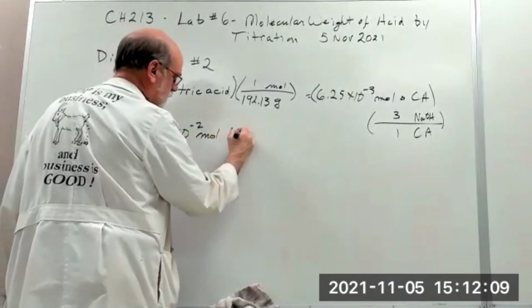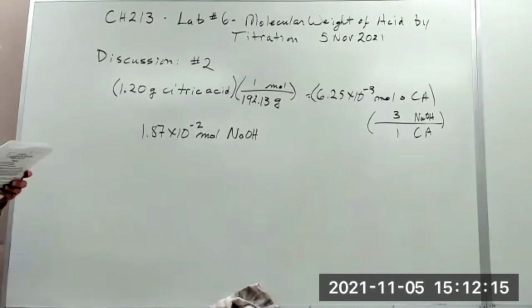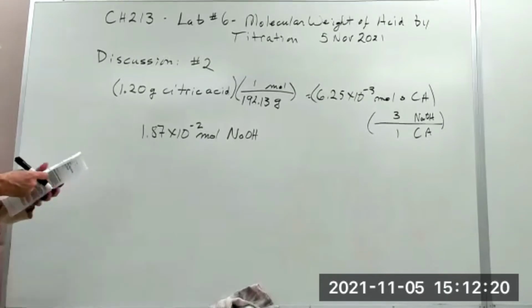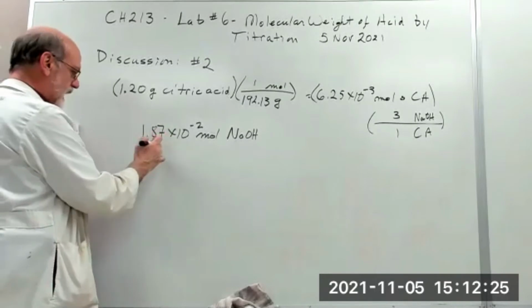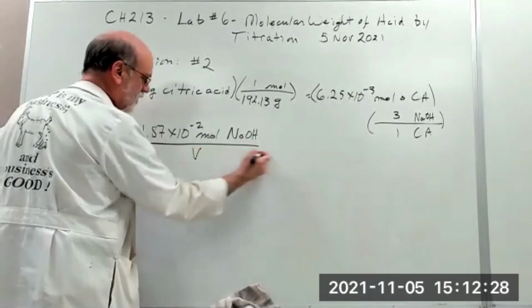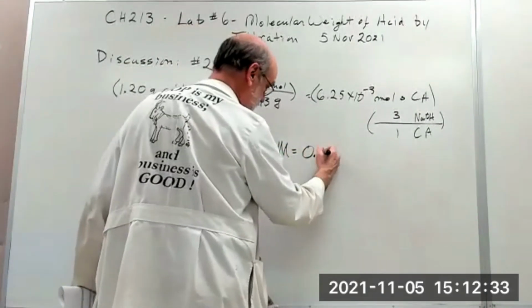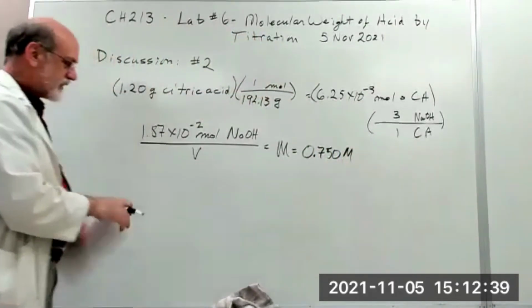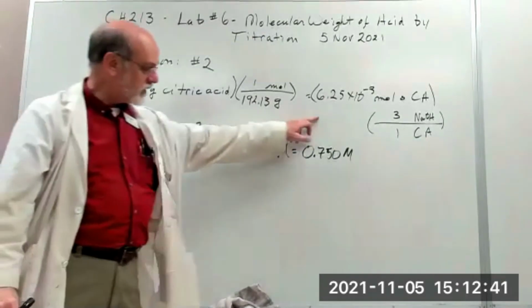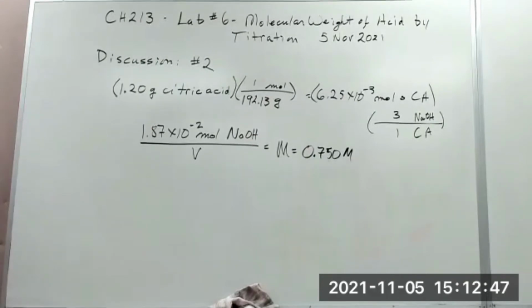Moles of sodium hydroxide. Okay, now let's go back to the question. What's the volume of 0.750 molar sodium hydroxide? So if this is moles, and moles per volume equals molarity, and molarity is given as 0.750 molar, then to solve for this one, we need to put it over here and put this one over here. Right? Divide that value by 0.75.